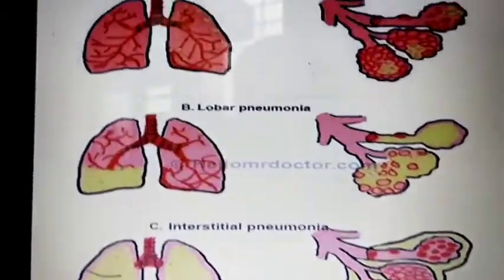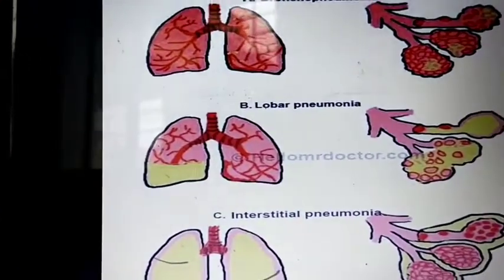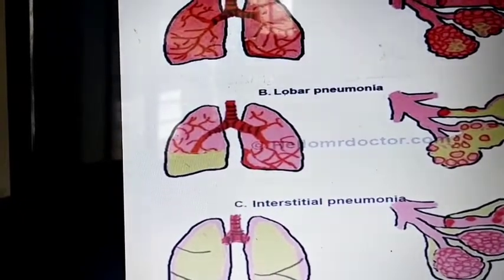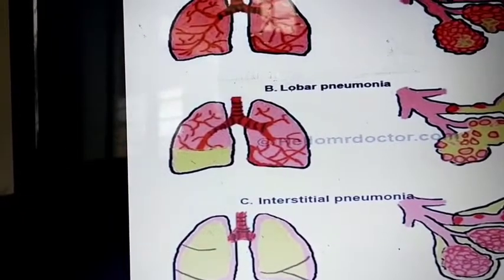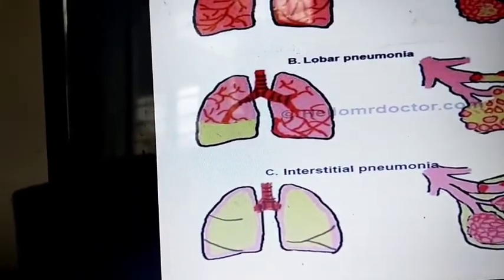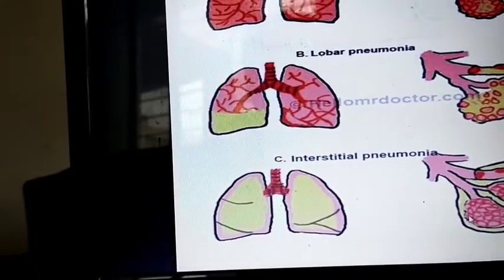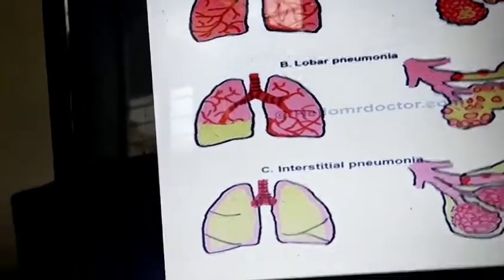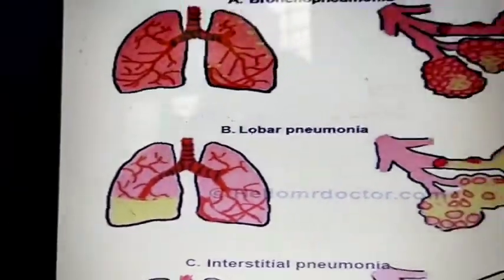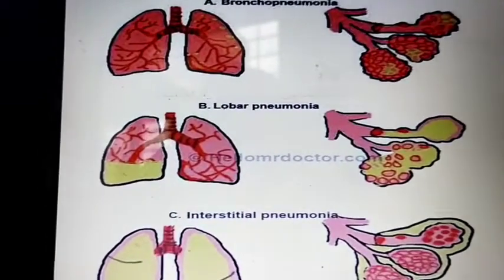In short, you can see in this picture, lobular is also called bronchopneumonia. It involves only the bronchioles. Lobar means it involves both the alveoli and bronchioles. Interstitial means everything. Lobular, or bronchopneumonia, is like this. Lobar pneumonia is like this, involving the lobe. Interstitial means both lobar and lobular pneumonia are present.